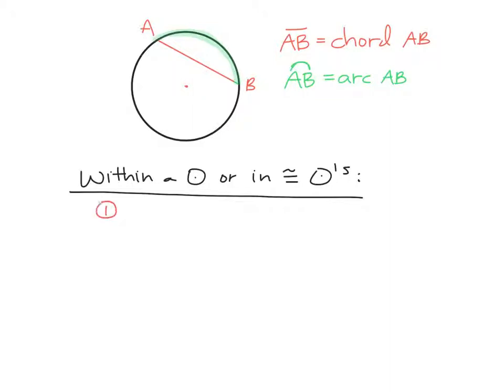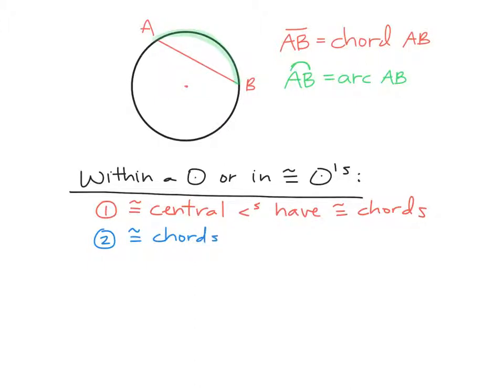The first one is that congruent central angles, and I will draw pictures of this for you in just a second, have congruent chords. So if the central angles are the same, the chords are the same, as long as it's in one circle or congruent circles. The second one says congruent chords have congruent arcs.